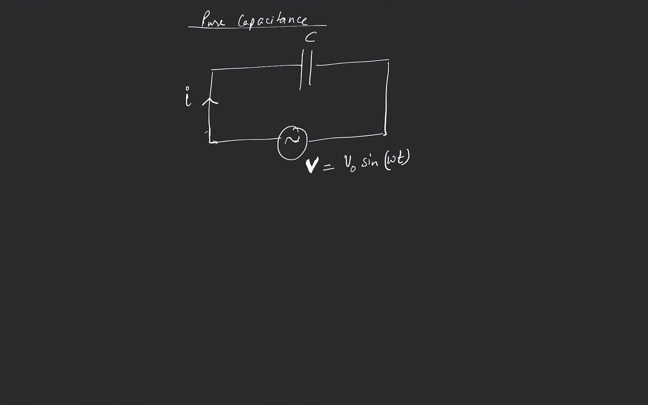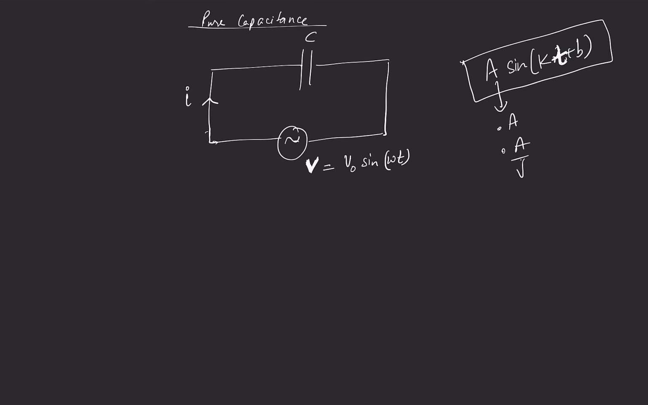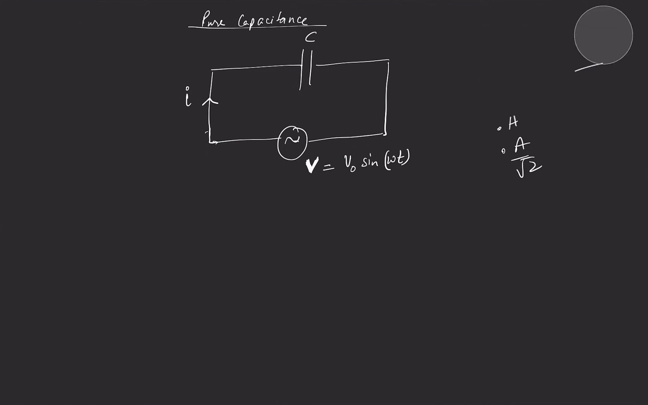Like for any function, let's say sin kt plus b, if we know the instantaneous value of the function, the peak value of that function is A, and the RMS value of that function is A by root 2. So peak and RMS are easy to find from the instantaneous value. If you find instantaneous, you can find anything. So you are given the instantaneous value of voltage, but now you have to find the instantaneous value of current.